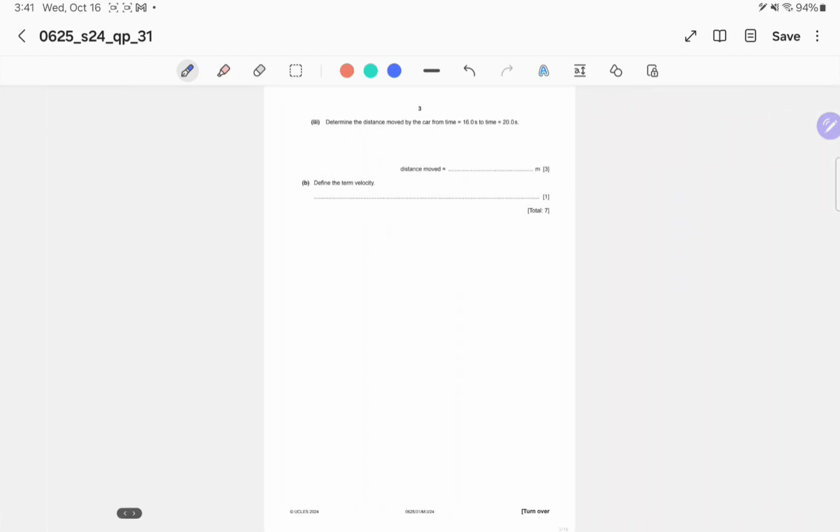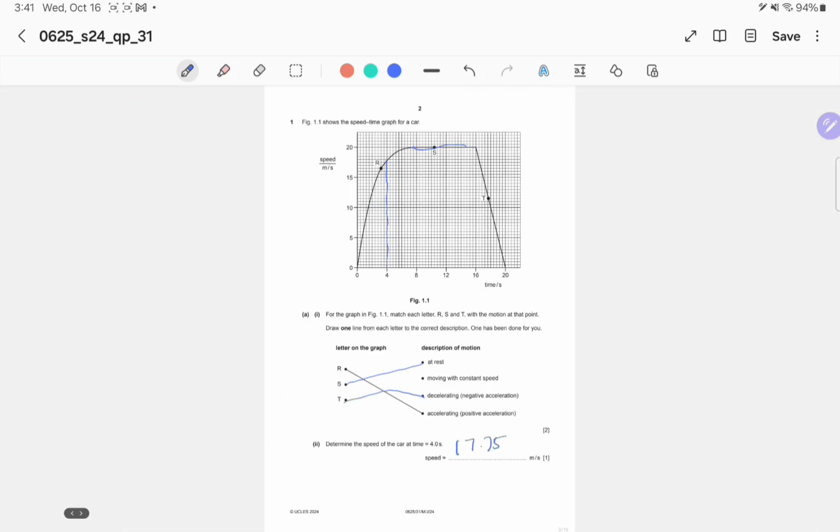Okay, next question. Determine the distance moved by the car from the time 16 seconds to 20 seconds. One minute, I will go to the question and then we will come back. So 16 seconds here, this point, the straight line directly hitting, and 20 here. For 16 it is 20 meter per second, and 0 for 20 seconds.